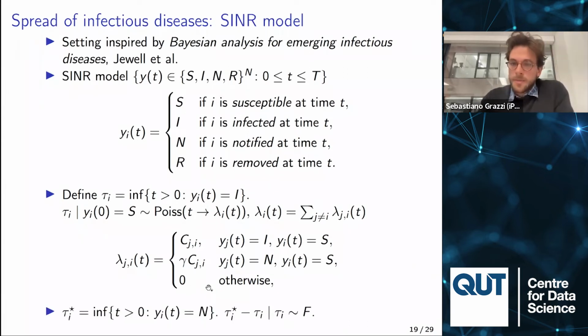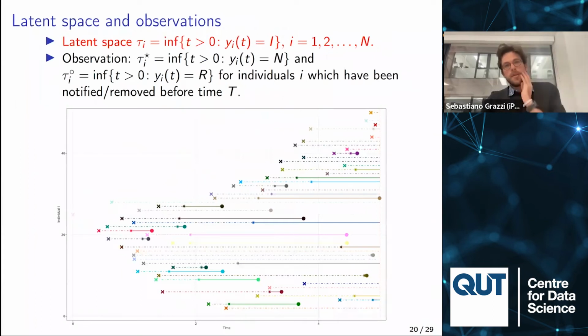And then the other assumption is how the individual goes from infected to notified, and we just say that this happens according to a distribution, capital F. This is the delay between infection and notification. Right. So the notation is tau for the infection time, tau star for the notified, and tau circle for removed individuals. Here is the model simulated forward.